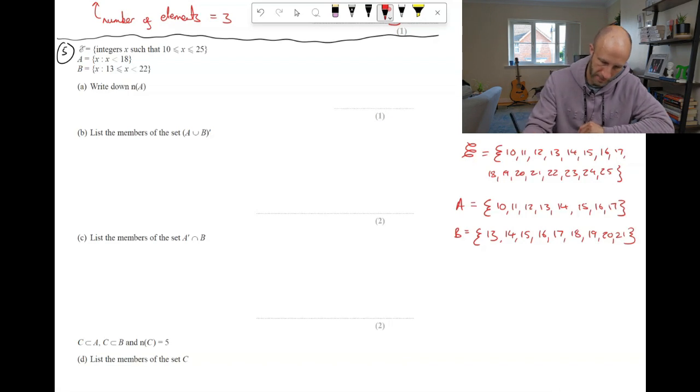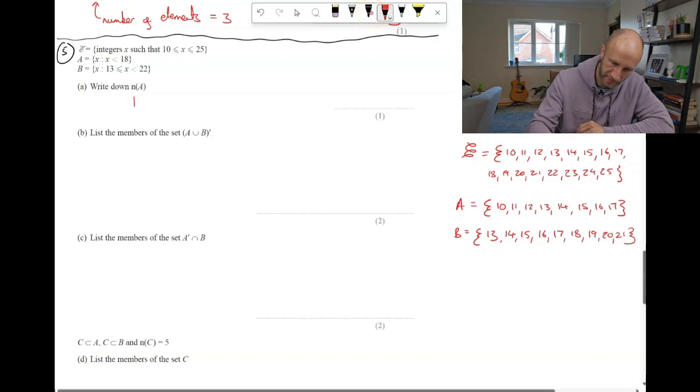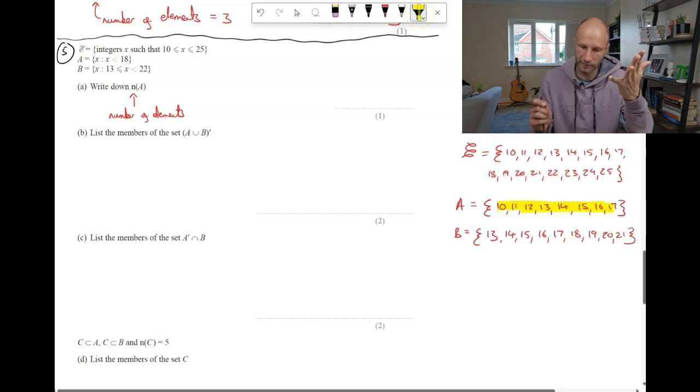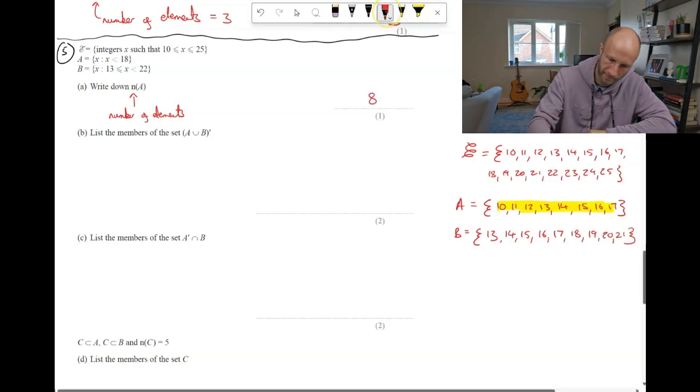So the number of things in A, this is what this means: the number of elements in A. So I just count them up in A. 10, 11, 12, 13, 14, 15, 16, and 17. There's 8 things there, so that will just be 8. We're not asked for the individual elements, it's the number of things in the set.